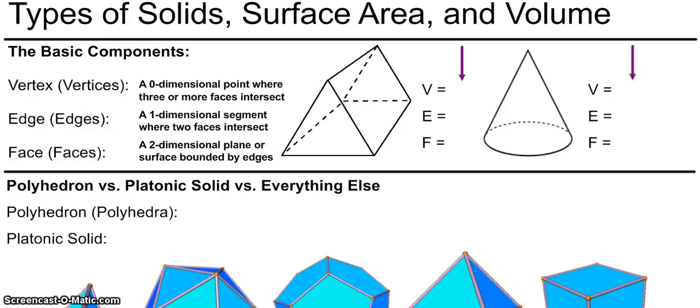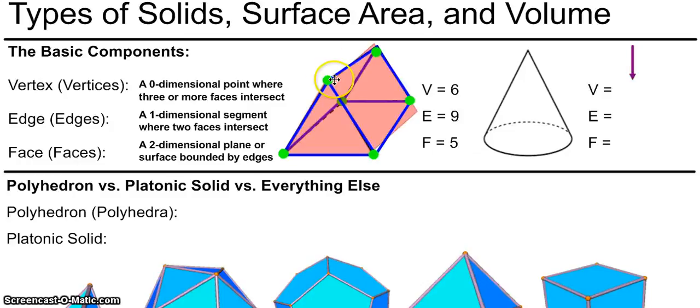At this point, pause the video and try to determine the number of vertices, edges, and faces for both of the two solids on the paper. The first one is called a triangular prism, and the second one is called a cone. Pause the video now. The answers will be up in 3, 2, 1.